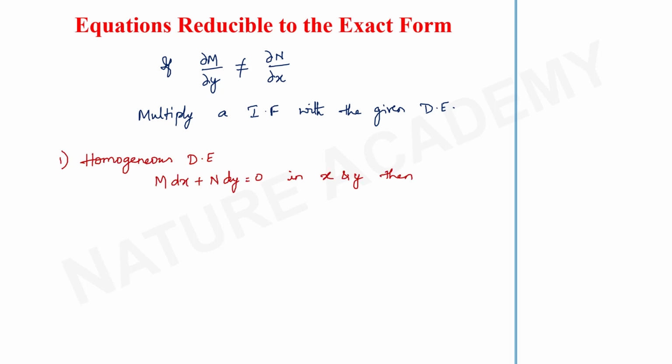If it is a homogeneous differential equation, M dx plus N dy is equal to 0 in x and y, then you have to multiply the integrating factor 1 upon Mx plus Ny to the given differential equation. After multiplying it, you will notice that your dou M by dou y will come out to be equal to dou N by dou x. That is, your given equation will become an exact differential equation.